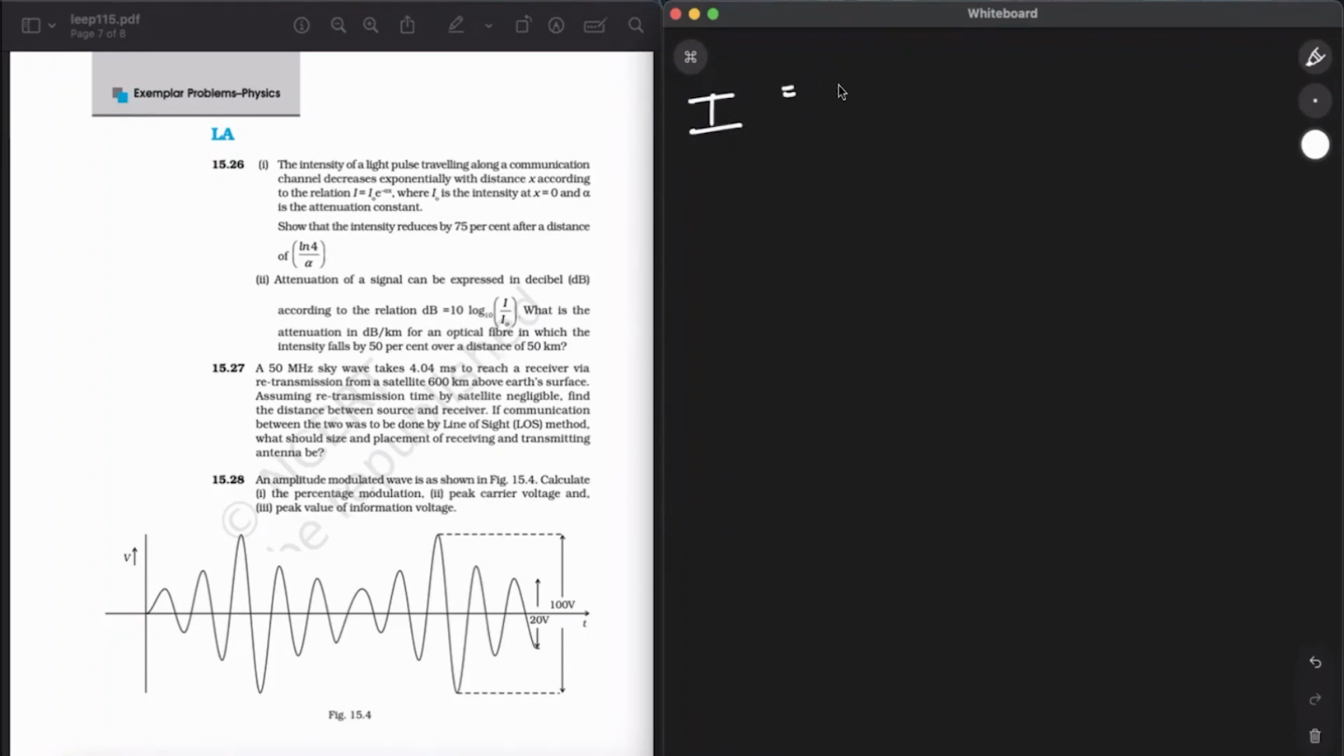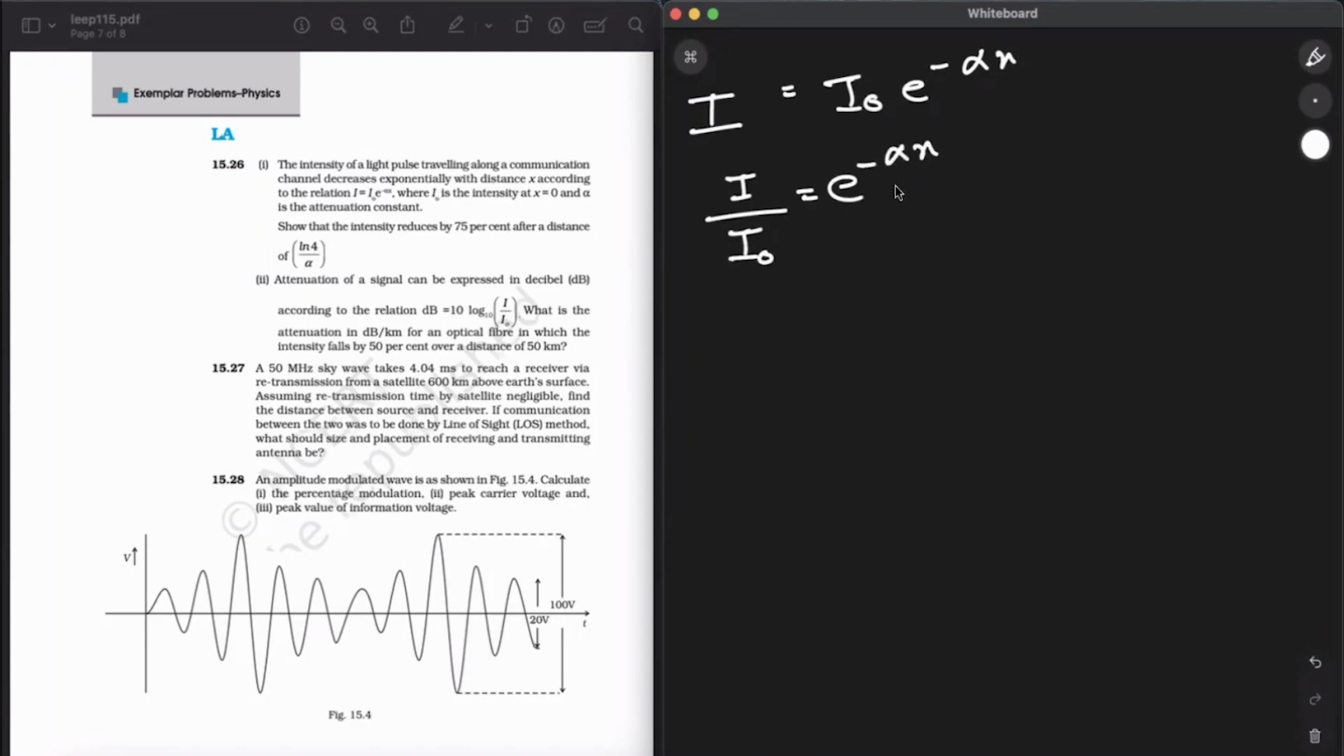So intensity I is equal to I naught e raised to the power of minus alpha x, where I naught is the intensity at x equal to 0 and alpha is the attenuation constant, and this is x. So we know all of the values. Now, I can write it like this: I divided by I naught is equal to e raised to the power of minus alpha x.